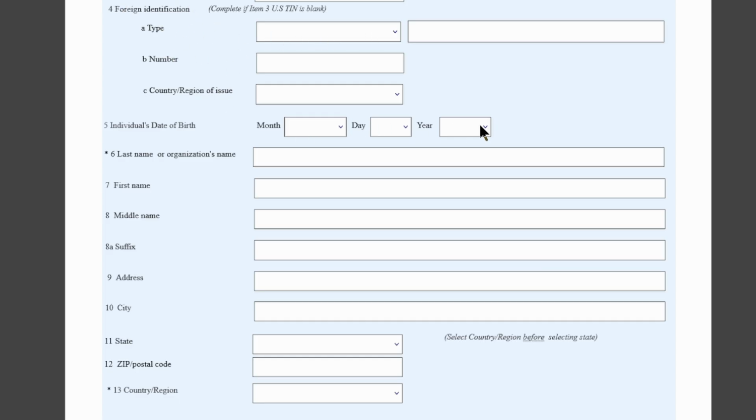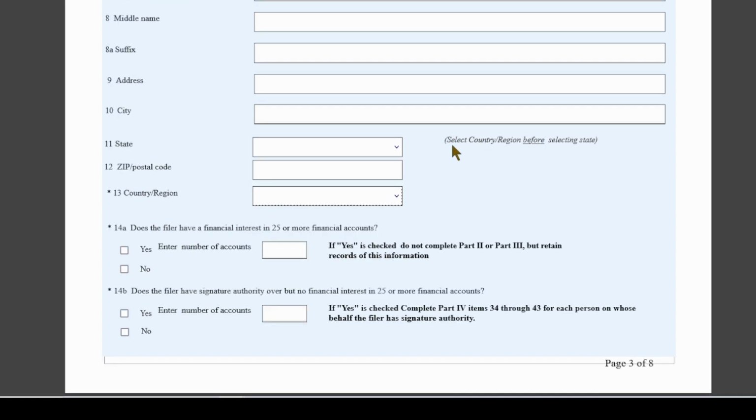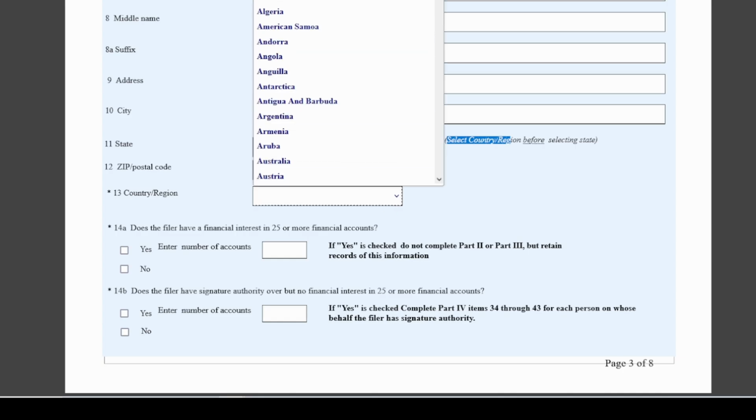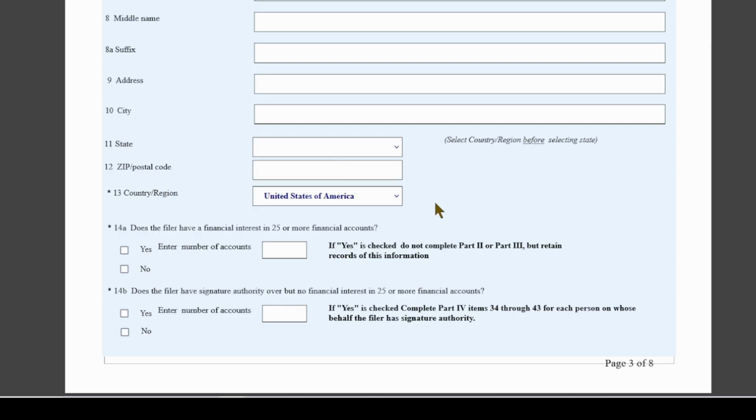So then you put your date of birth, your last name, your first name, your address, city, state, zip code, country, region. Now, if you are living outside of the country and you're still required to file FBAR, you can totally put the country you're in. It doesn't have to be a US address. So just put whatever address you're living at. And one thing that's a bit of a pain, remember to select your country first, because if you don't, it doesn't allow you to select a state. So if you select US, now you can select a state. Before you could not. So remember that.